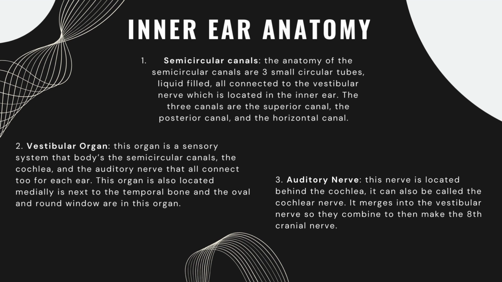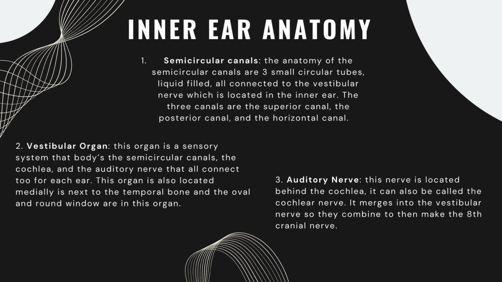Number 2, the vestibular organ. This organ is a sensory system that houses the semicircular canals, the cochlea, and the auditory nerve that all connect for each ear. This organ is also located medially and is next to the temporal bone and the oval window and round window in this organ.